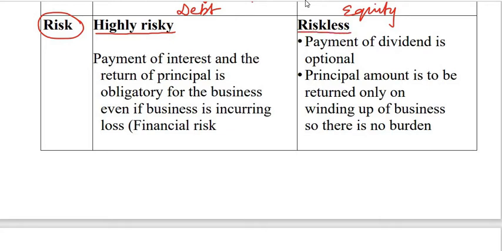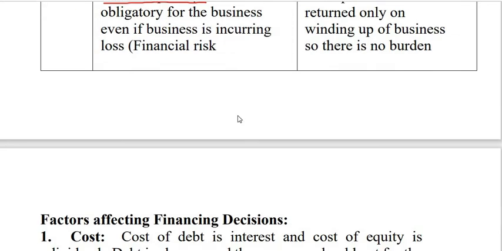And what is the reason? When you take debt, there are two obligations. One is payment of interest, and on maturity you need to return the principal amount. So these are two obligations which are there if you take debt, and these are obligatory for the business. Even if business is incurring losses, you need to pay the interest and return the principal amount. There is no excuse.